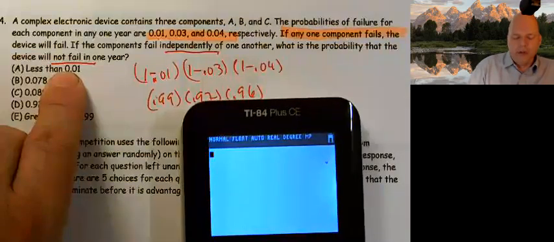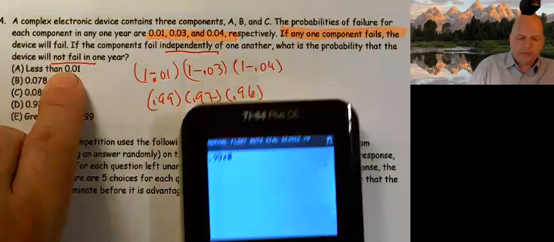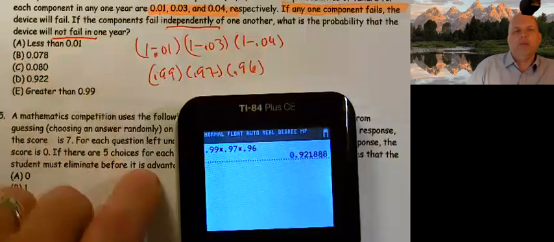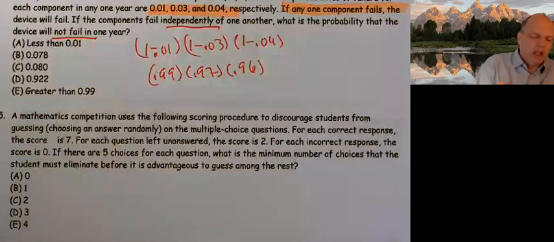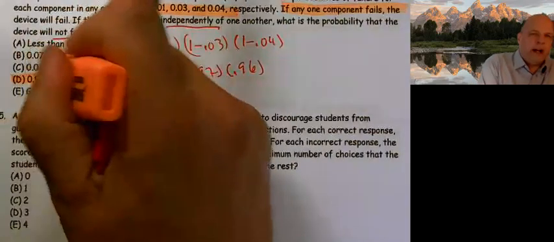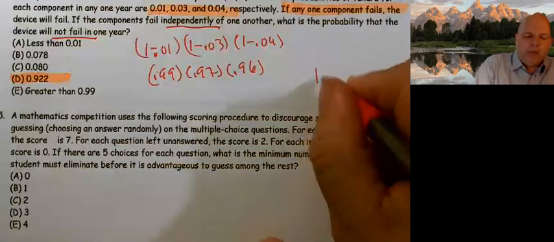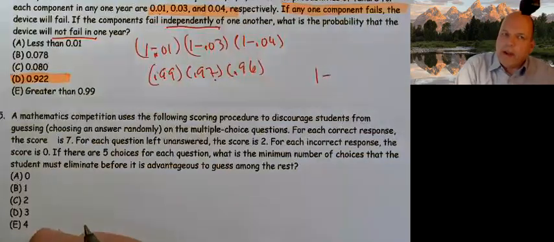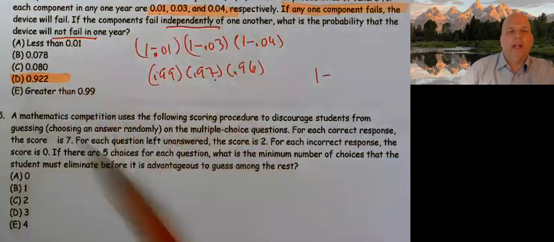So in this case, 0.99 times 0.97 times 0.96, we end up getting 0.9218. My closest answer is D. This is the probability the device will not fail. On the other hand, if I had done 1 minus those values, I would have found the probability that it did fail. Okay, so the probability it does fail is about 0.078.